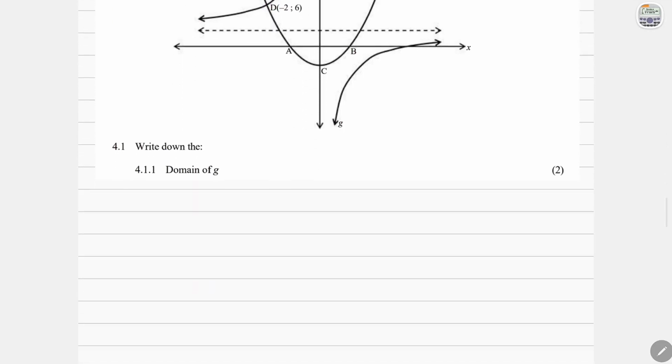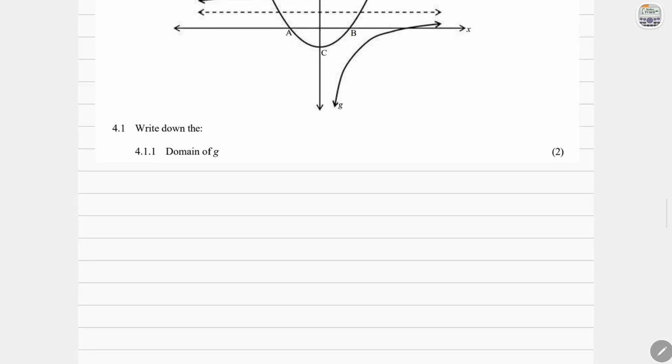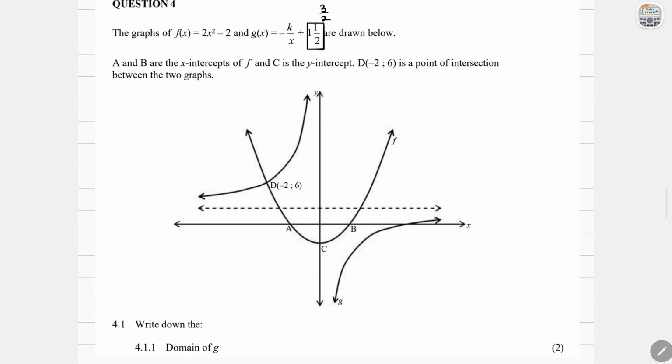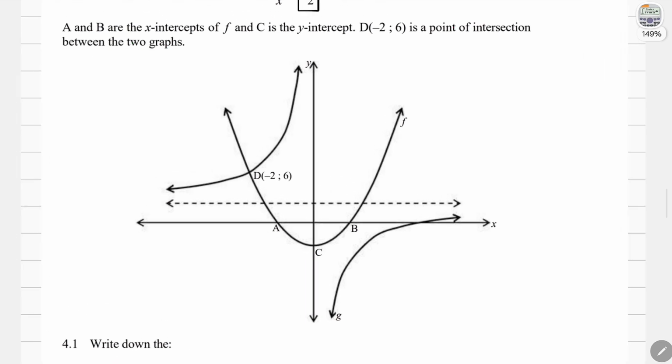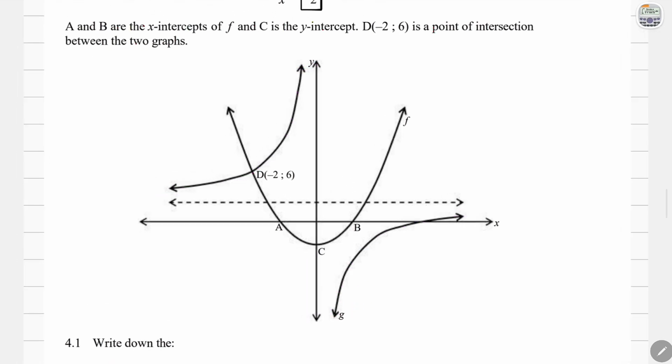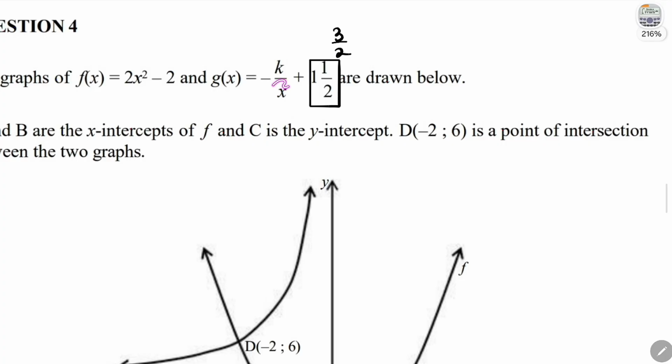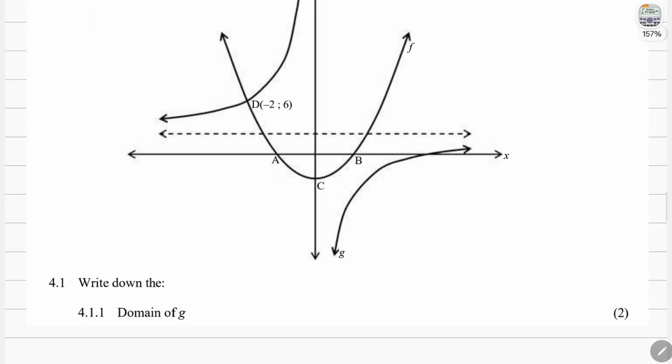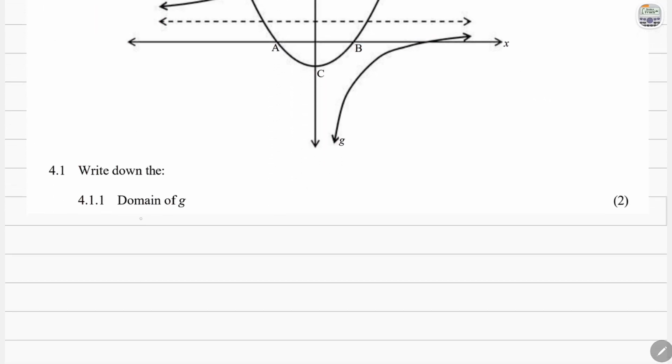The first question in 4.1, we have to write down the domain of g. Okay, so the domain of g, look at the graph of g. That is your hyperbola. So with the hyperbola, the domain is going to be a specific thing in grade 10. Okay, this changes in grade 11 because they're going to show you that we can actually have a shift here. Okay, a horizontal shift. So it's going to be a bit different there. So think about what domain is. The domain refers to all the possible x values that a graph has, okay, or can have.